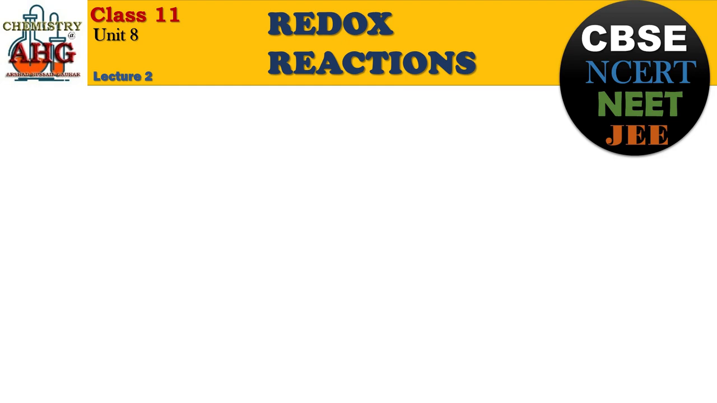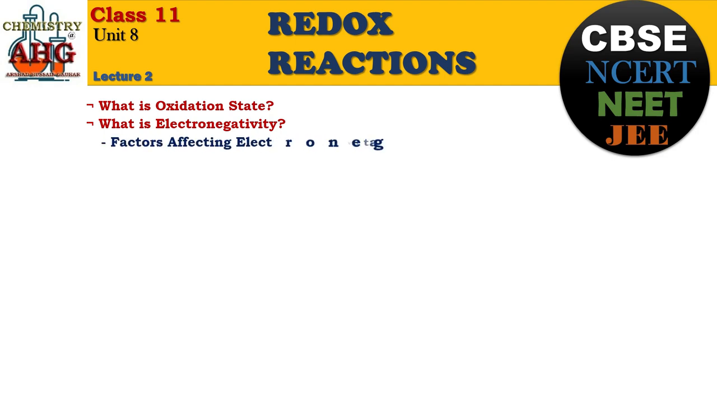In this lecture we are going to talk about what is oxidation state or oxidation number, what is electronegativity, and what is the role of electronegativity in deciding the oxidation state or oxidation number of an element. Next, we will discuss the factors affecting electronegativity and the trend of electronegativity in the periodic table. We will discuss both the trend across the period as well as the trend down the group.